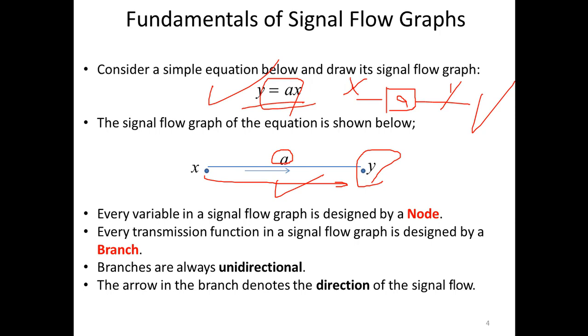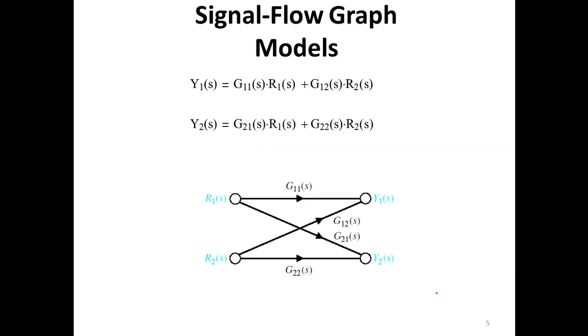So this is the signal flow graph, and each variable in the signal flow graph is designated by a node, and each transmission function of the graph is designated by a branch. So this is the branch. You can see that this is the branch between x and y, and branches are always unidirectional. The signal is flowing from x to y, and the arrow in the branch indicates the direction of the signal flow. So this is a cool representation of a control system as well.